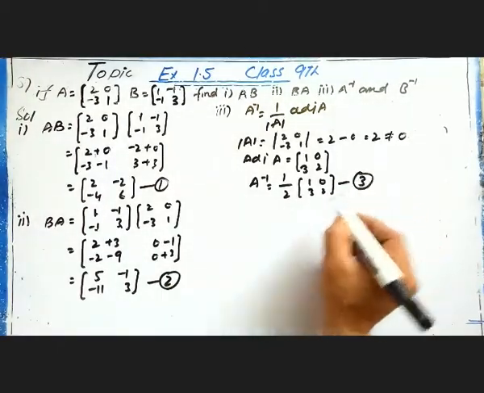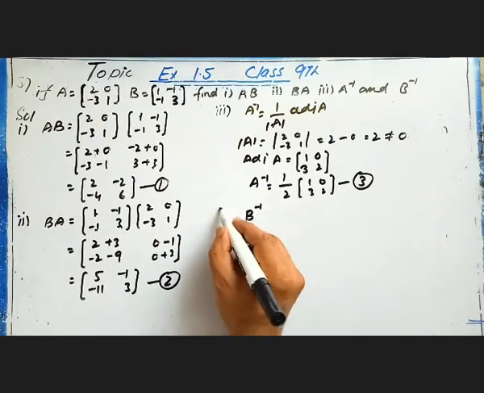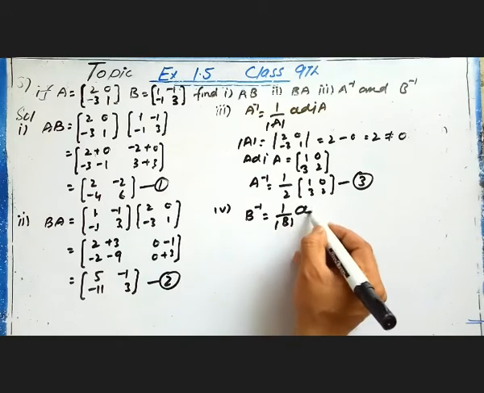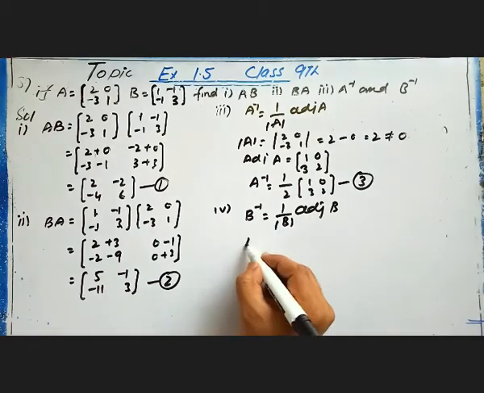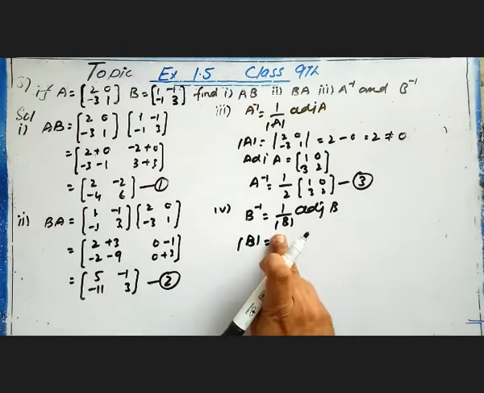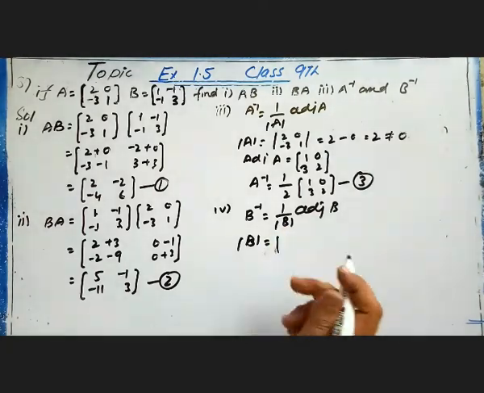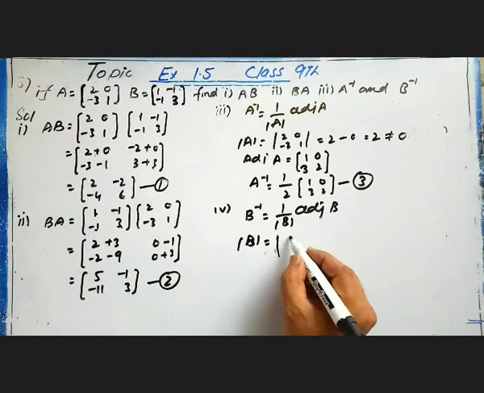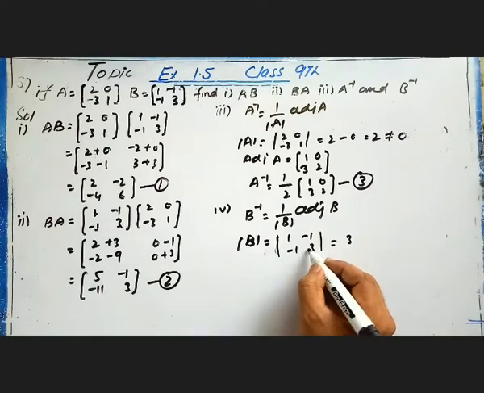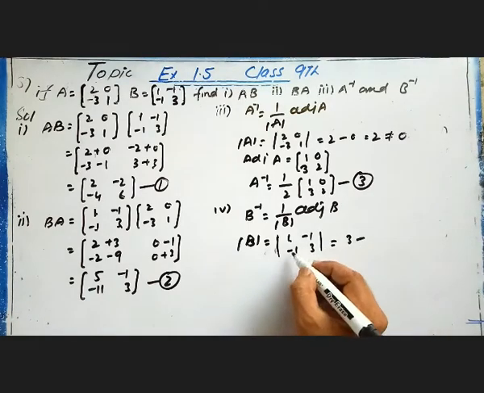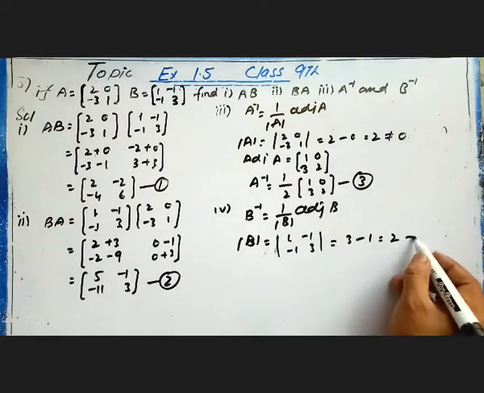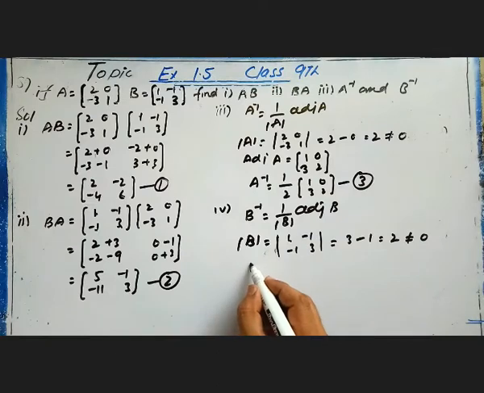This one is third. Now we are going to find B inverse, which is the fourth part. One over determinant of B into adjoint of B. So determinant of B is equal to 1 minus 1 minus 1 3. 3 ones are 3 minus 1 plus 1, so plus 1 आ जाएगा. So ये भी हमारे पास 2 के बराबर होगा, does not equal to 0.